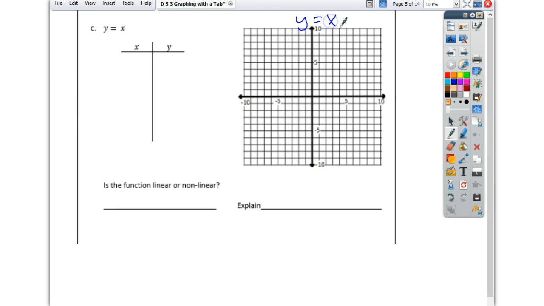Y equals X. Give me any numbers. 1, 3, 4, negative 2. All right? They're pretty simple. If Y equals X, well, if X is 1, what does Y equal? 1. They're equal to each other. So what's this one equal? 3, 4. Nice. Plot them. Is it linear or not?